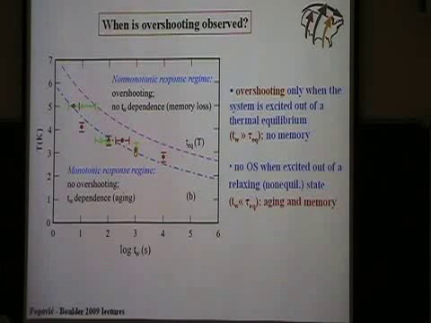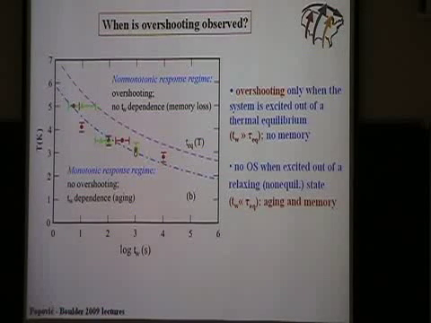So can I think of this overshooting as basically like a melting transition, where I melt and I lose all my memory?